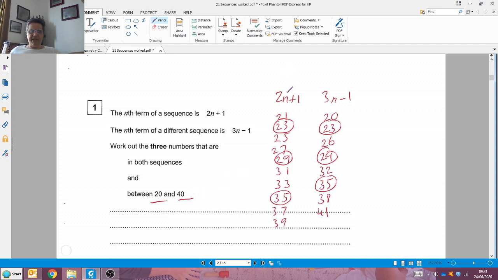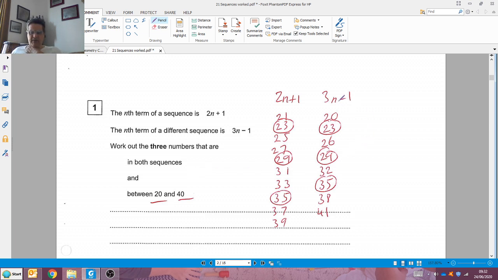If you put in, say, 10 there, you've got 2 times 10 is 20 plus 1 is 21. Then just keep adding 2 each time because it's a 2n rule. So just keep adding 2, and you can stop when you get to 39 because we want 3 numbers between 20 and 40. Do the same with the 3n minus 1.